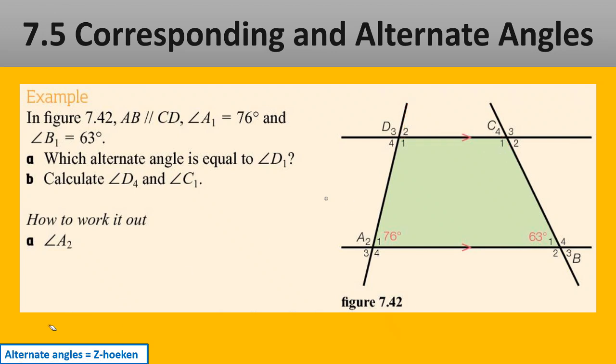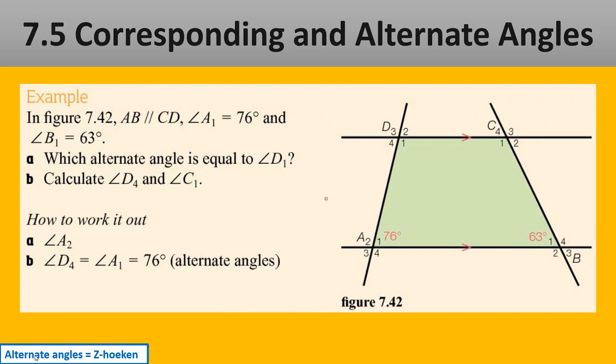Okay, calculate D4 and angle C1. So they want us to calculate this one right here. Let's go back to my pointer. They want us to calculate D4 and they want us to calculate C1. How would you start in this case? Well, I think we have to use our knowledge of course of alternate angles here, but also our knowledge of straight angles is going to come quite in handy. First, you could say that angle D4 is just directly equal to angle A1.